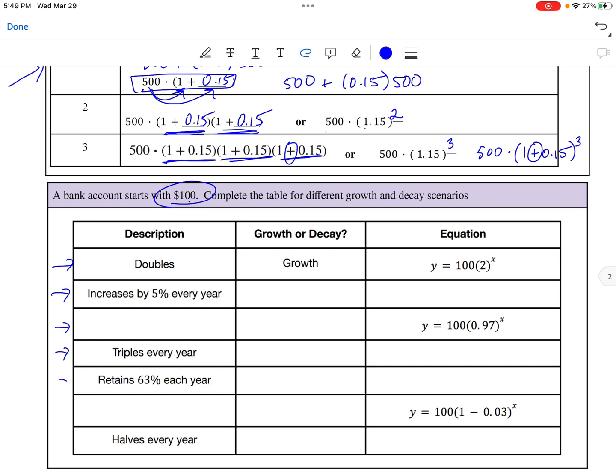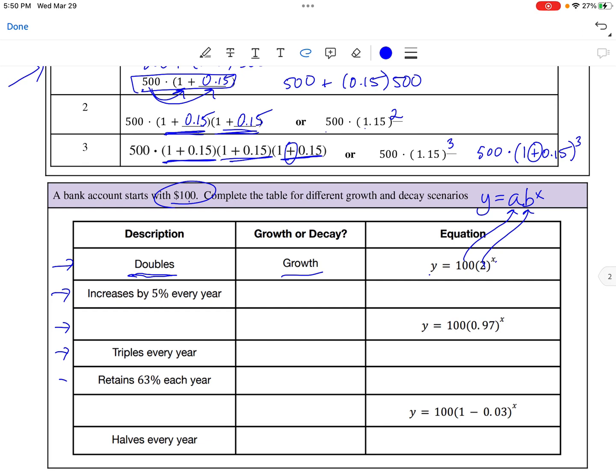This first one is done for us. The scenario is that the amount of money in your bank account doubles every year. This, of course, would be growth. And here would be the equation, right? We're working with our general equation, y equals a times b to the x. A is the initial amount in the account, $100. B is the growth factor, how much you're growing by, and then we have the x here.